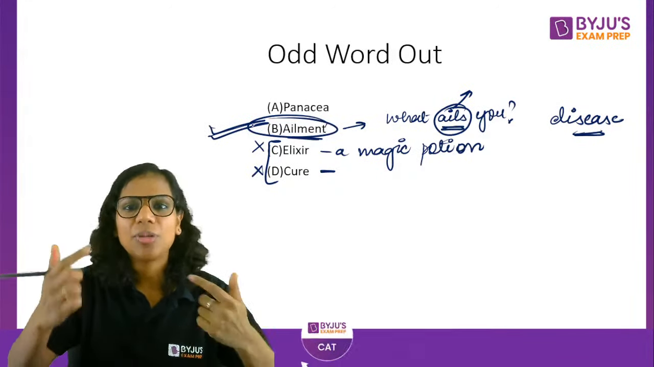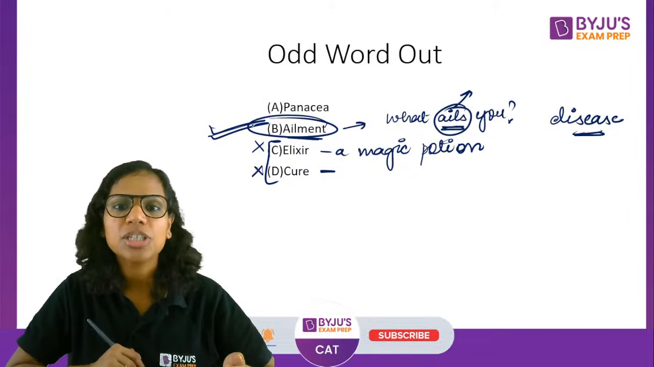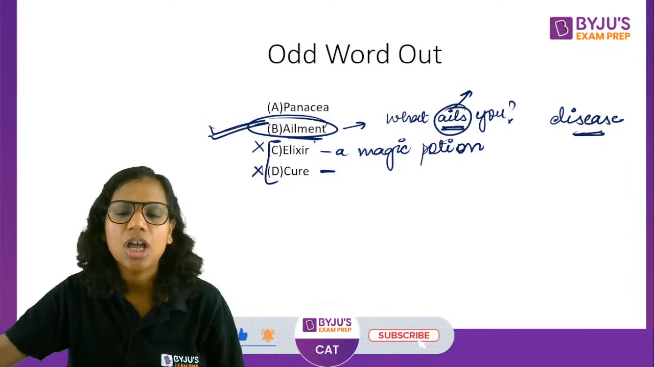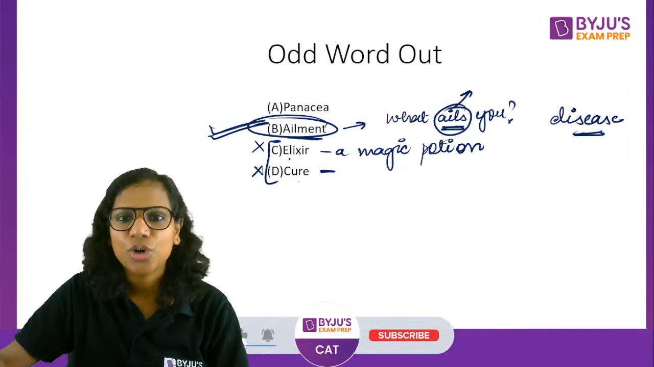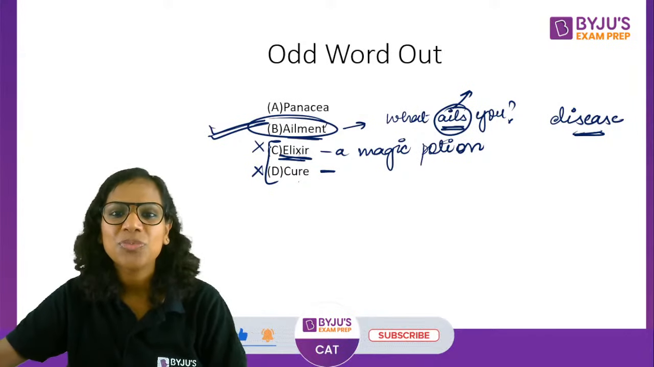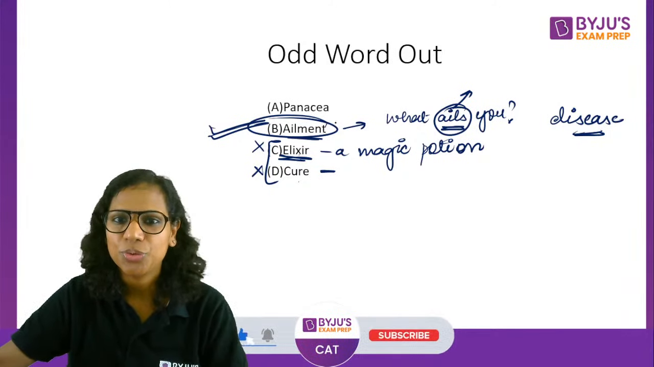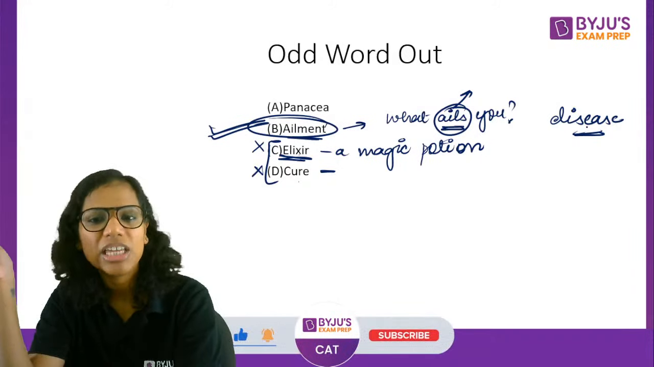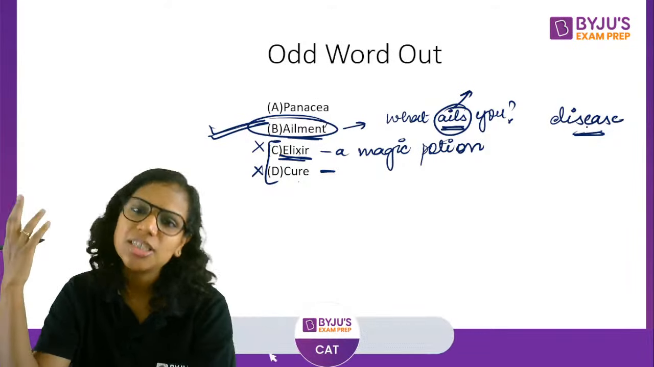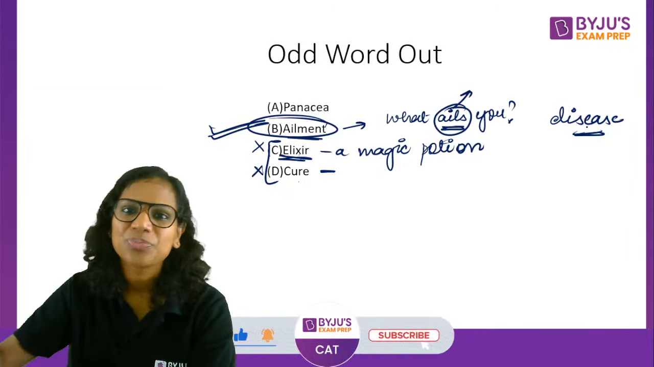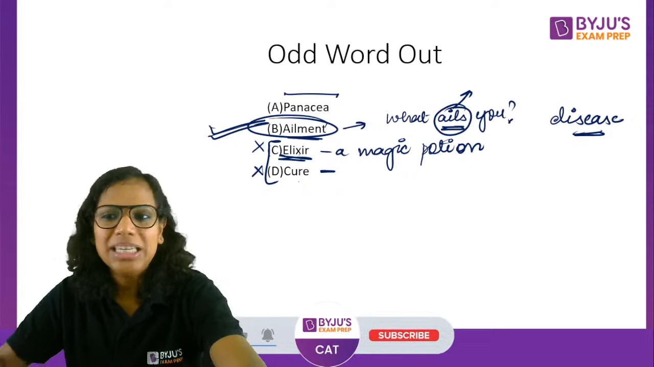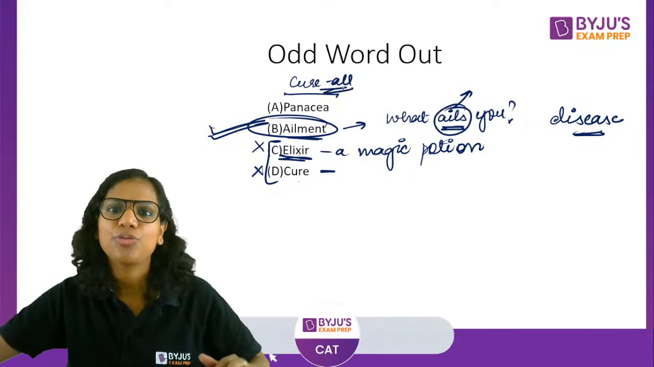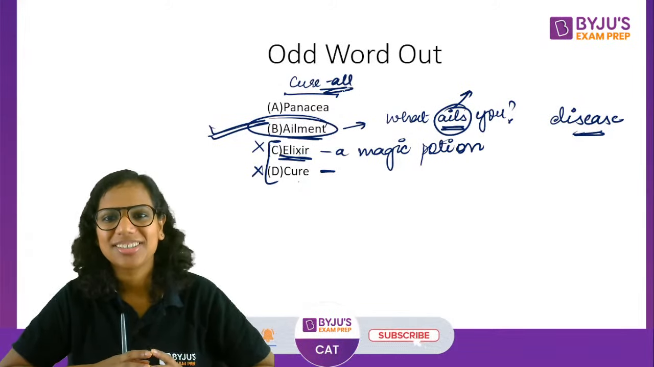So see, why am I showing you how to eliminate? Because let's say you do not know the meaning of panacea. But if you know elixir and cure, elixir from your fantasy novels, if you know that these two are related, they can't be the odd one out. Then ailment, in case you've heard it in some context and you know it is disease, this seems very unrelated, opposite. So probably this is the odd word out. Panacea means a cure-all. Something that is a remedy for all. That is a panacea. Right?